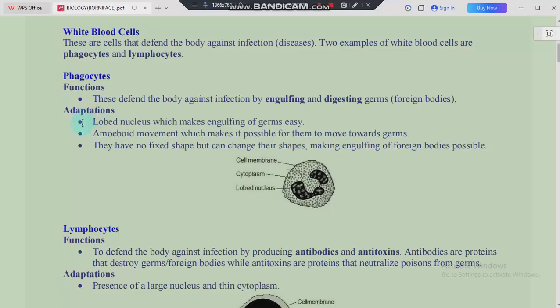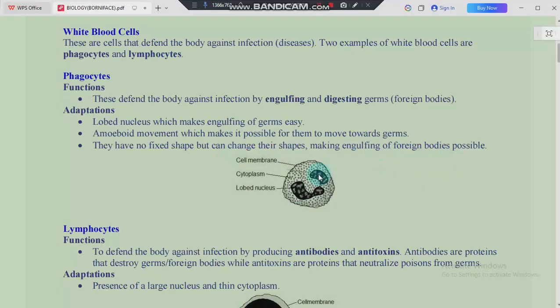Number 1, the presence of a lobed nucleus, which makes engulfing of the germ easy. Apart from that, there is an amoeboid movement which makes it possible for them to move towards the germs. Apart from that, they also have no fixed shape but can change their shapes, making engulfing of the foreign bodies possible. All right, so we are able to see this structure, which is our lobed nucleus.